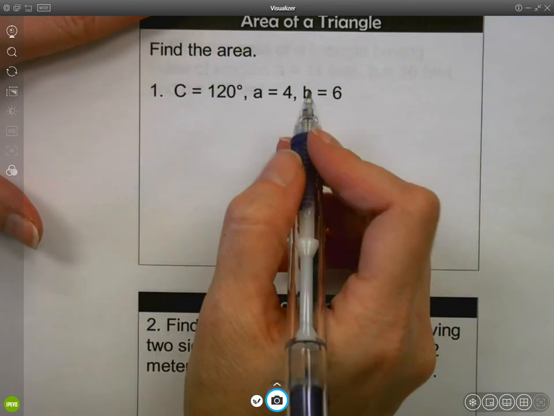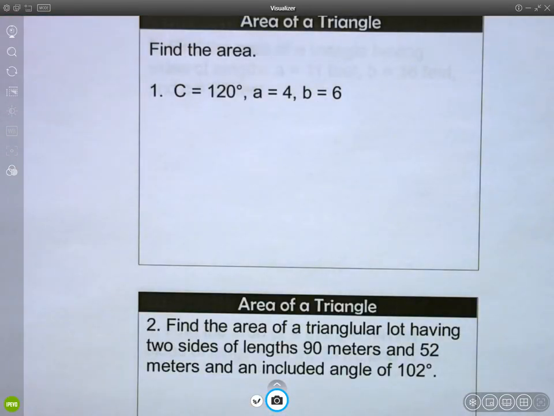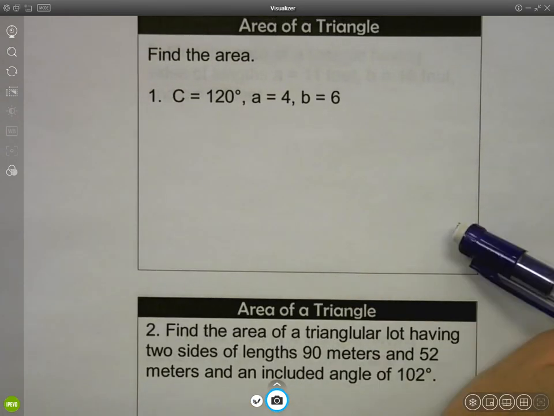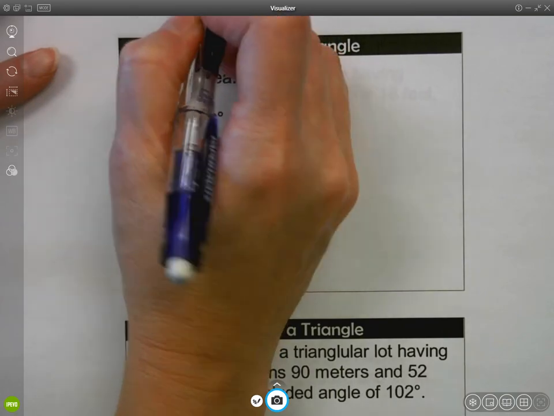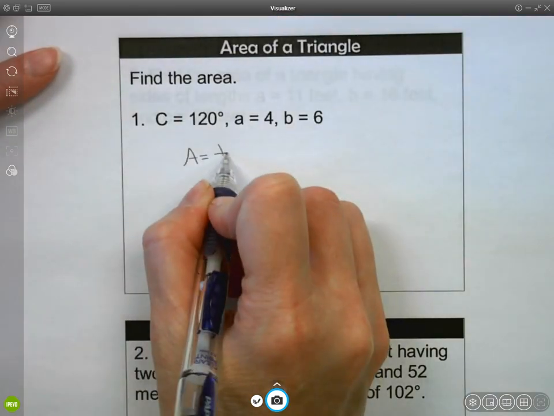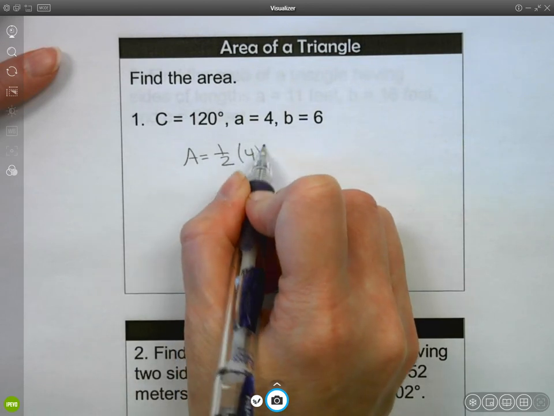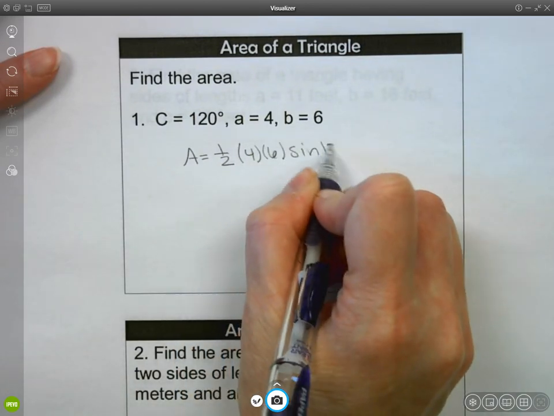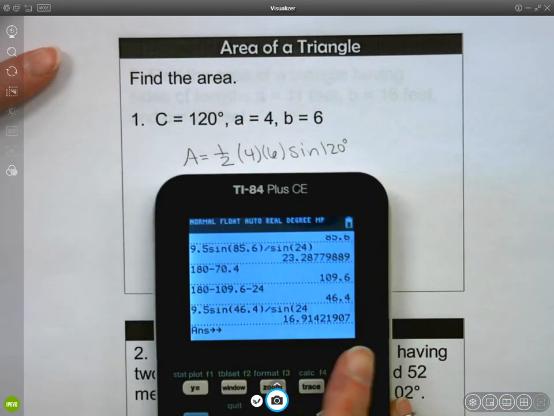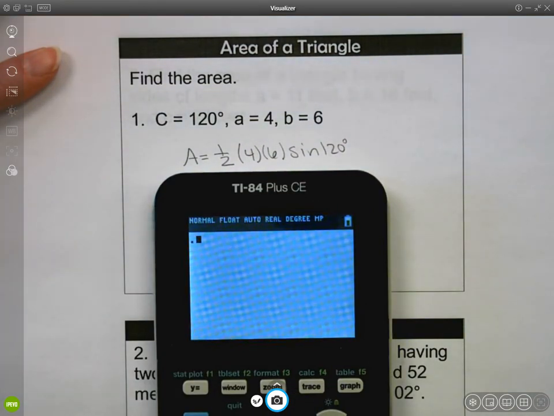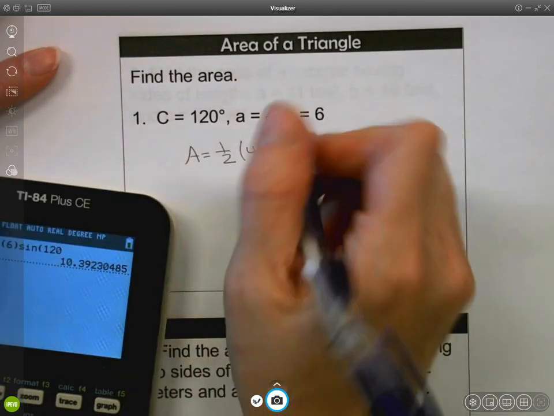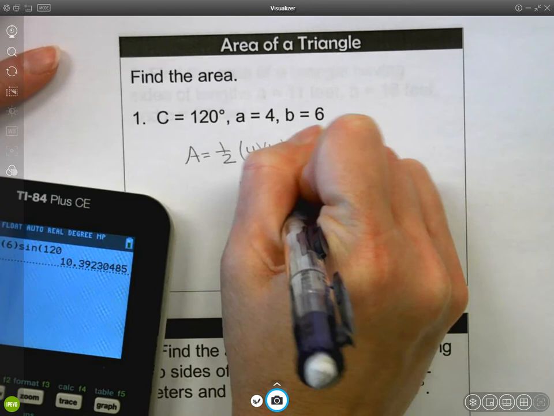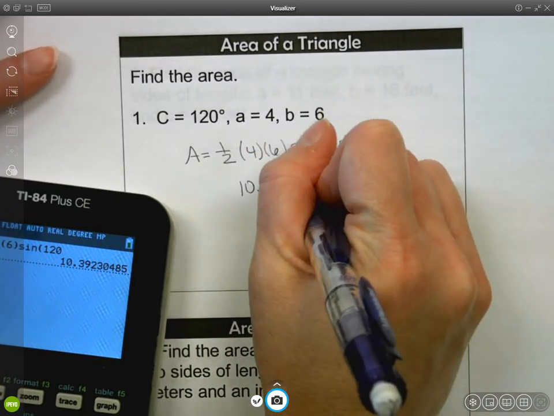All right, so here we have angle C, side A, and side B. So looking at your formulas, we have what we need for this guy. So we can simply say the area is 1/2 times 4 times 6 times sine 120. And then it's just a matter of, can I type that in my calculator? 0.5 times 4 times 6 times sine 120. And I get 10.4 square units.